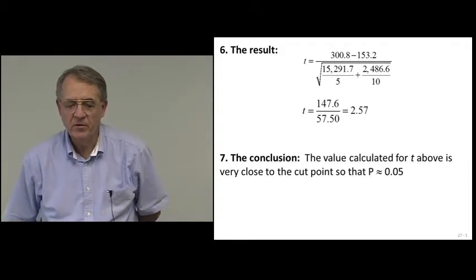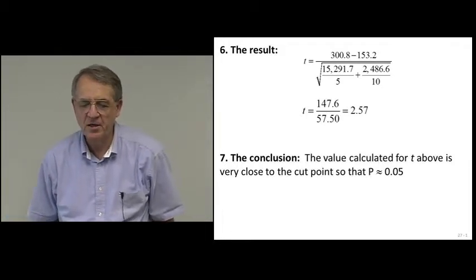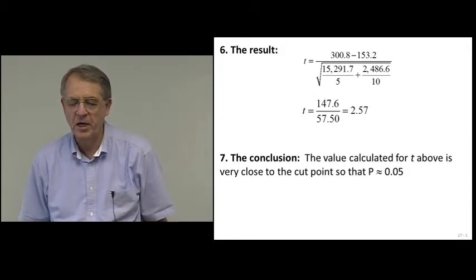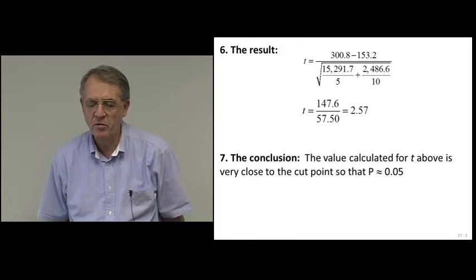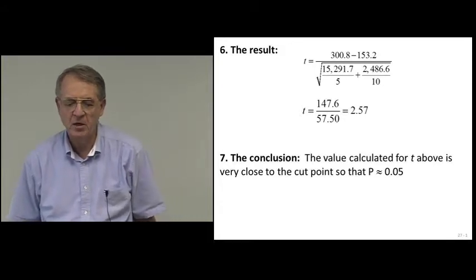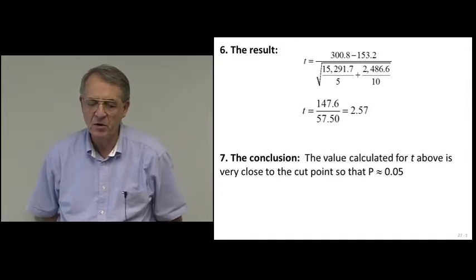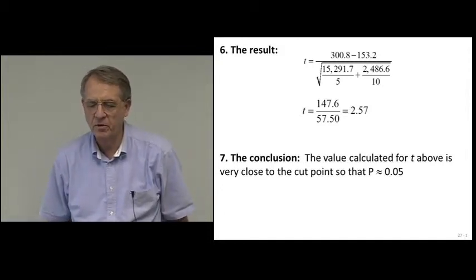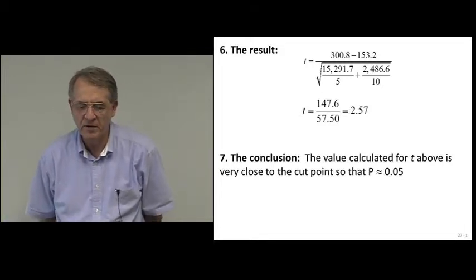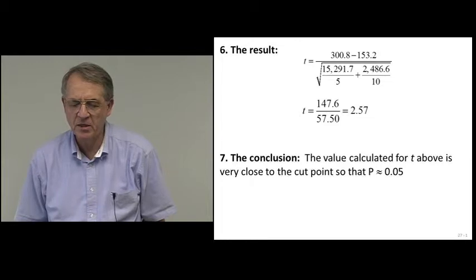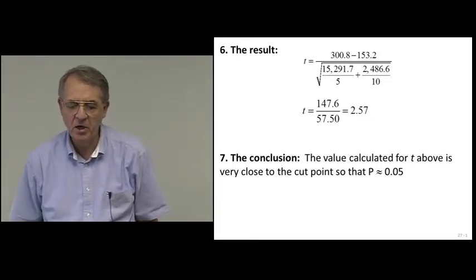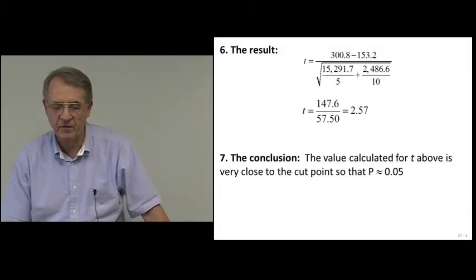So to finish these calculations, we have to calculate the test statistic itself, as shown here. T is equal to 300.8 minus 153.2. Those are the 2 sample means, the mean for males minus the mean for females. We divide those by the square root of S1 squared over N1 plus S2 squared over N2, and that's 15,291.7 divided by 5 plus 2,486.6 divided by 10. Do all that calculation and we end up with a value that's 2.57.